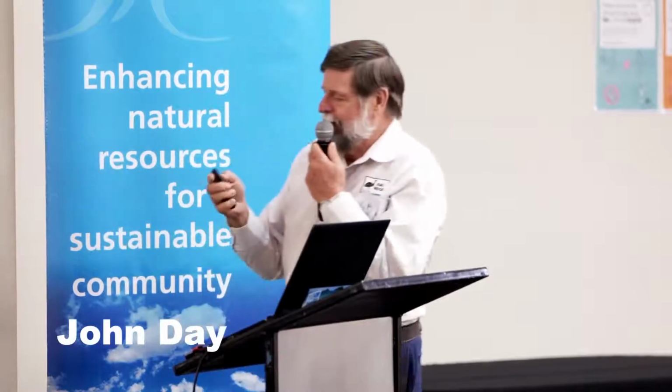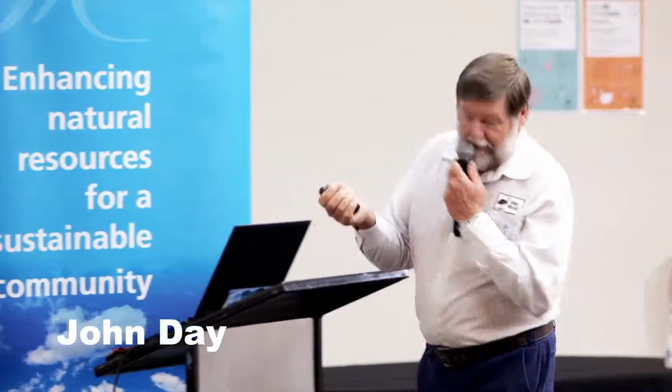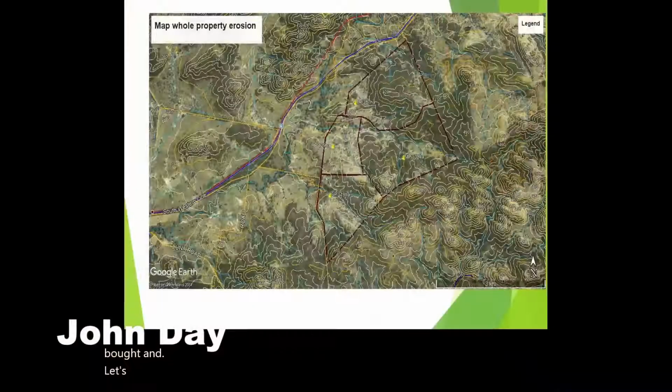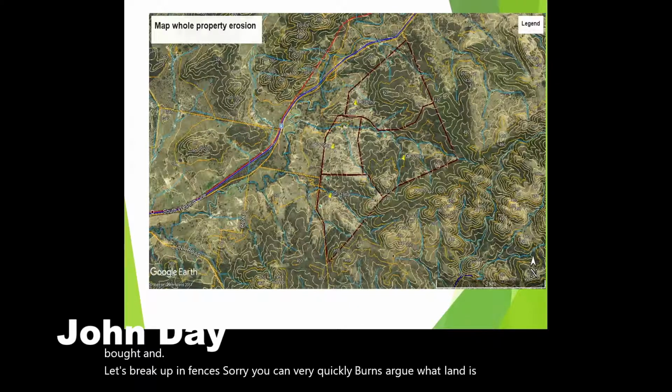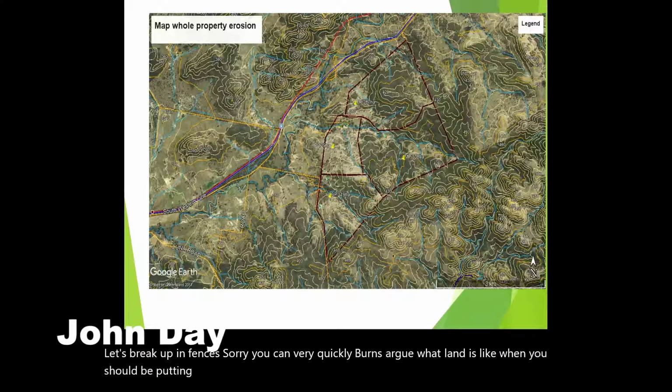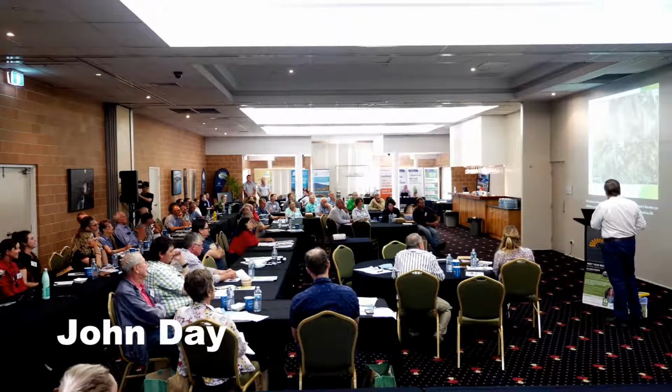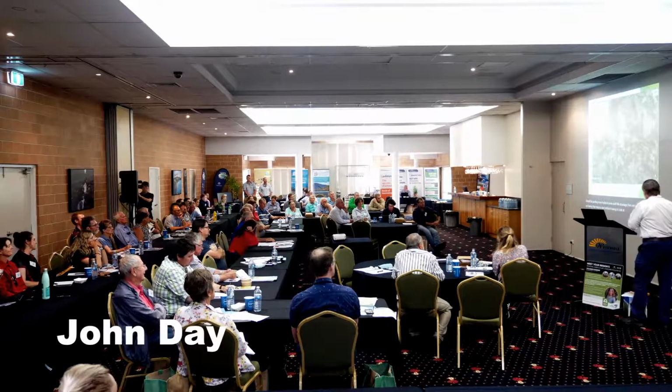And as Jim also said, start with a map. You've got Queensland Globe, and you've got your cadastral information there. You've got topographic information. This is a paddock that some idiot bought, and that's the break-up of your fences. So you can very quickly get a bird's eye view of what your land is like, where you should be putting roads and tracks, that sort of stuff, where your drainage lines are, where your slopes are, your hills are. And so having that map to start with and having a look at that is a great thing to do.